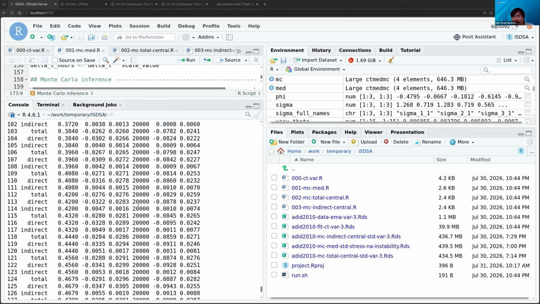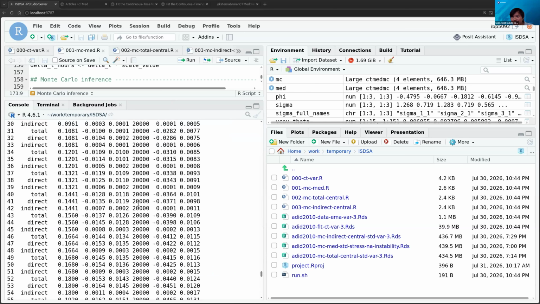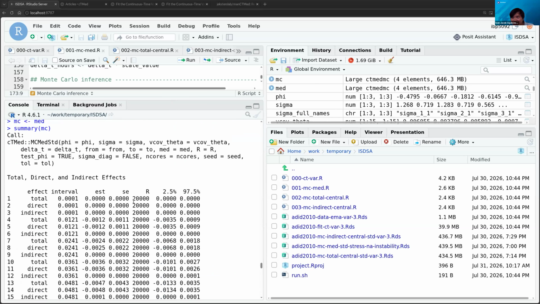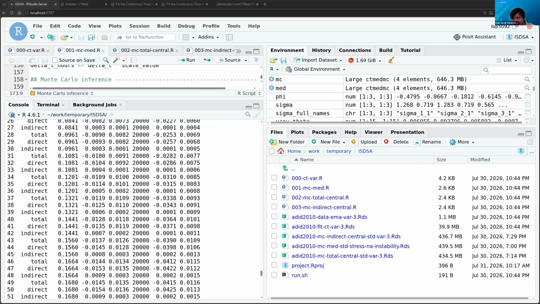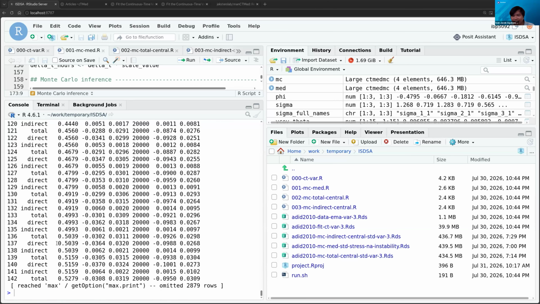Okay, so basically you have, it's very long. So you have your effect, the time interval, the estimated standard errors, the number of replications, and then the confidence intervals. Okay, so it's the total, direct, and indirect effects across 0.001 until, it's not even printed in. But an easier way to do it is just to plot it.